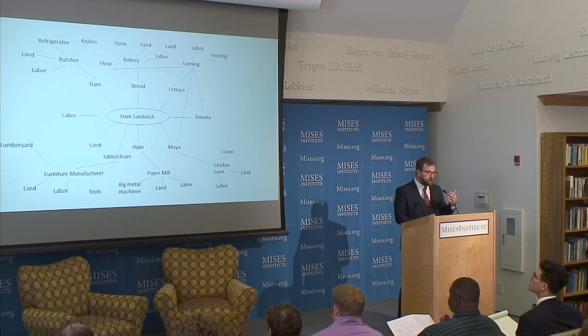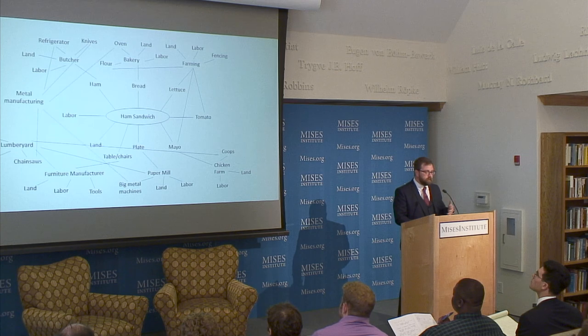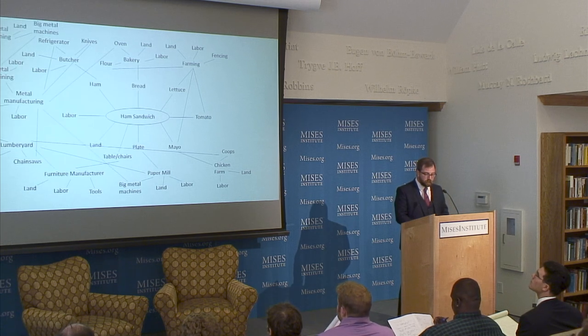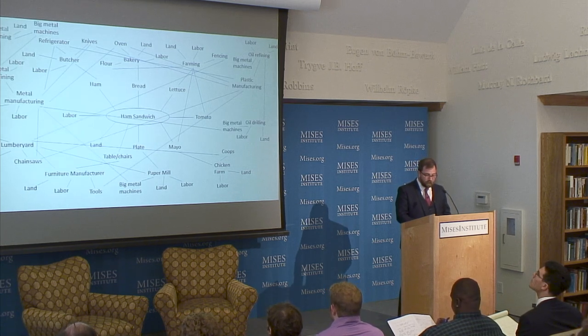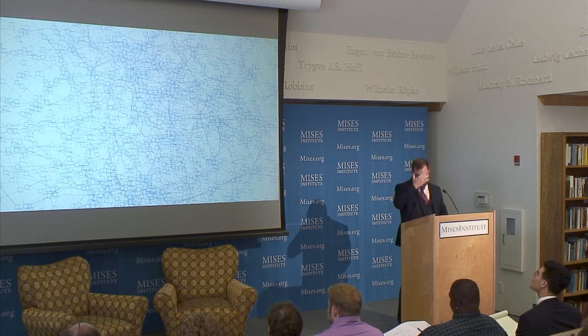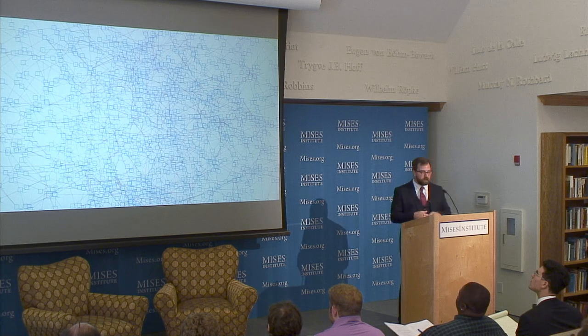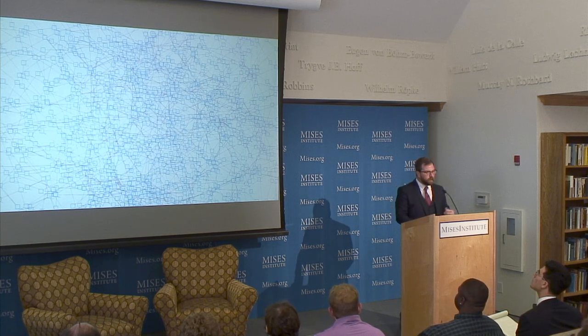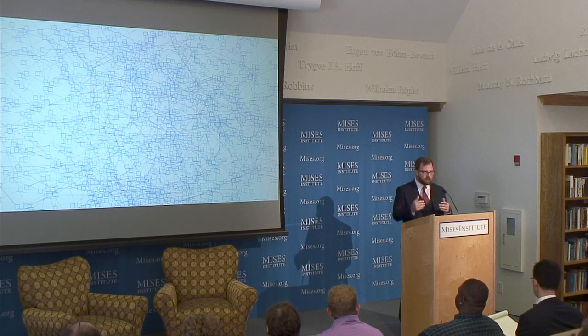And this just becomes a completely complicated mess. It's a very complex structure of production. And eventually, if we wanted to be thorough with this, it would end up looking something like this. It's extremely complex. And so what Austrians have done is that they've come up with two ways to simplify this so that we can actually work with it, because it's pretty impossible to work with this, right?